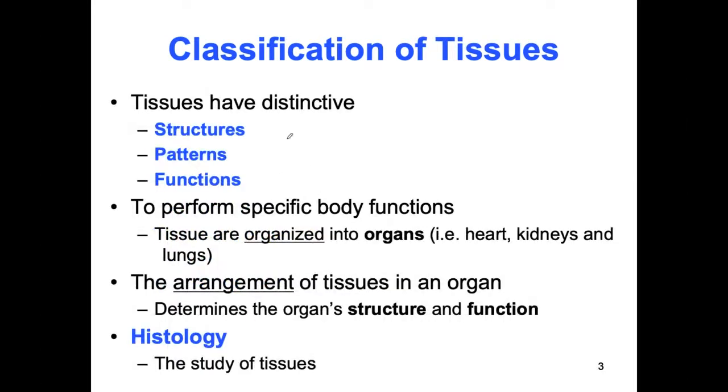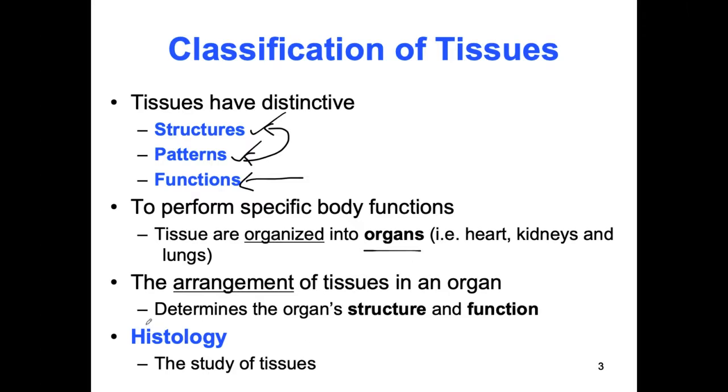Now when we look at the classification of tissues, they're all going to have distinctive structures or patterns or form. Structure determines function, one of the basic principles of anatomy and physiology. To perform specific bodily functions, tissues come together and organize into organs like the heart, the kidneys, the lungs. Those organs come together and form systems like the digestive system, the respiratory system, the endocrine system. And then those systems create the organism.